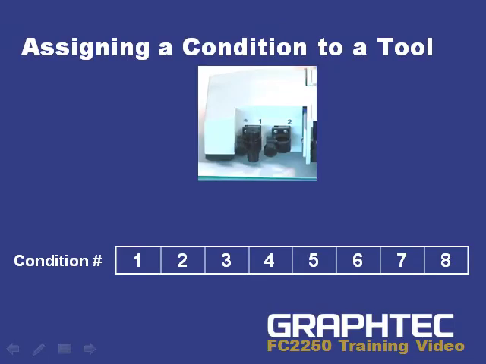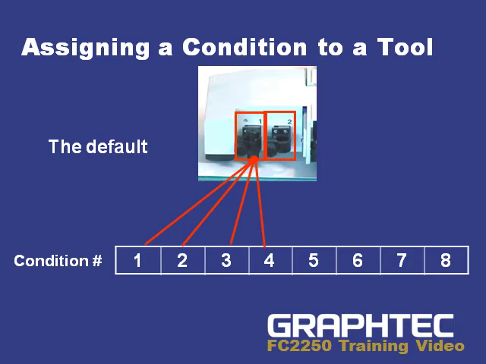As mentioned earlier, each condition is assigned to a tool, whether it be tool 1 or tool 2. Now, as a default from the factory, it's set up so that the first 4 conditions are assigned to tool 1, and then 5 through 8 are assigned to tool 2. But it doesn't have to be this way. You can mix it up, so to speak.